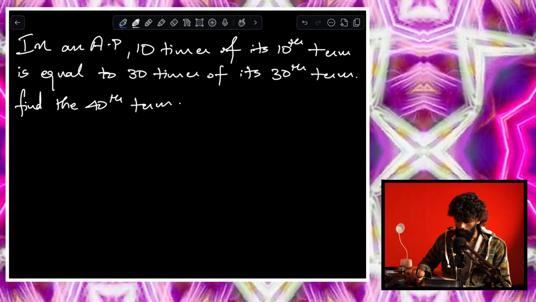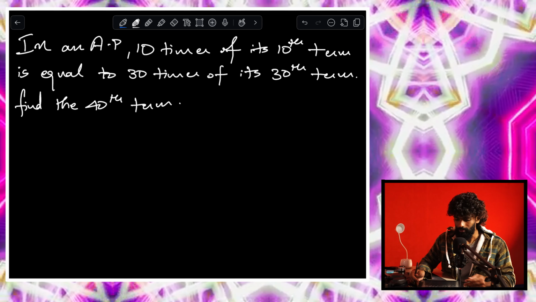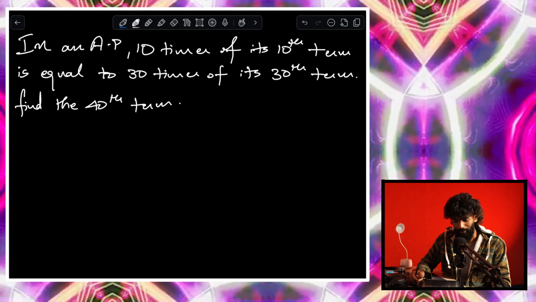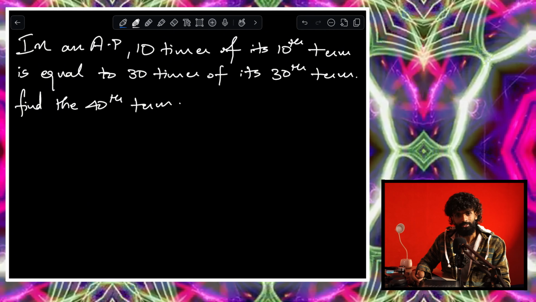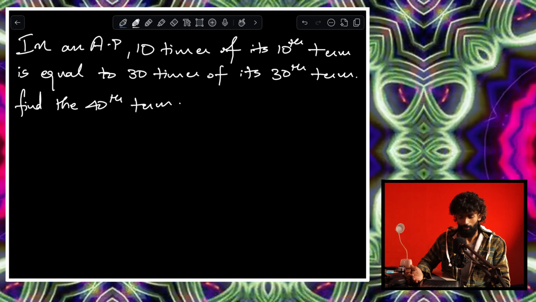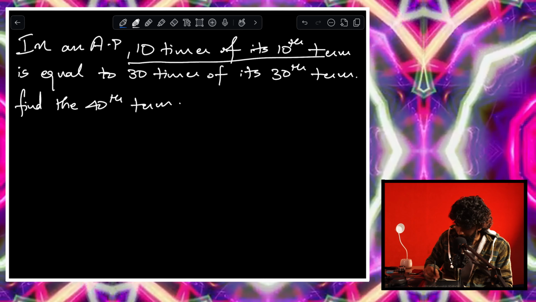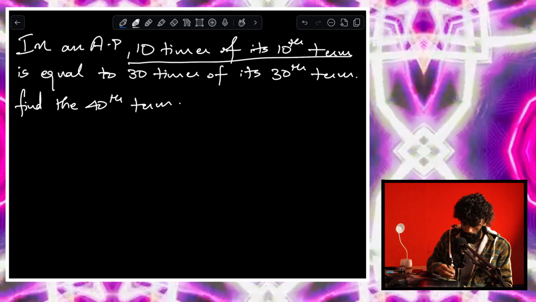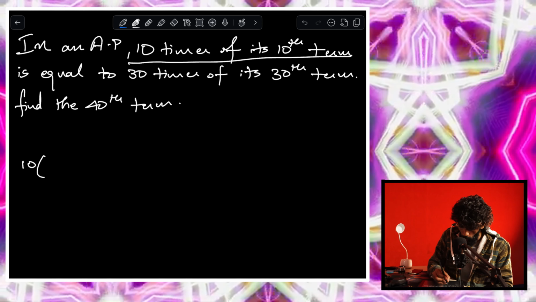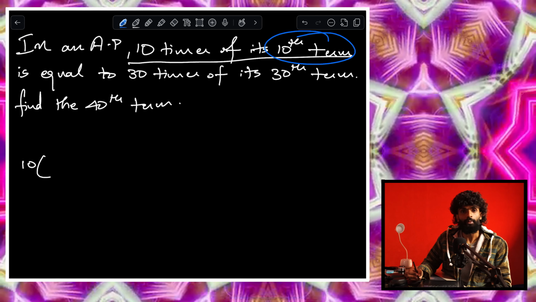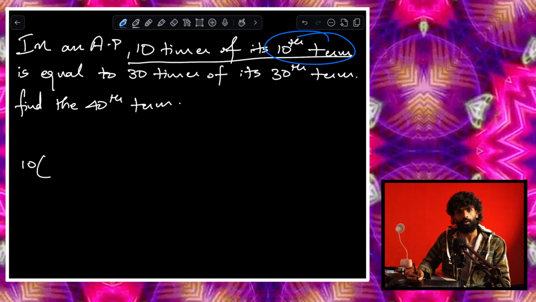It says in an AP, 10 times its 10th term is equal to 30 times its 30th term. Find the 40th term. Sounds like a song, to be honest, but not complicated. Let's go step by step. The first part says 10 times its 10th term. 10 times meaning 10 into, what's the 10th term? In the previous video, we spoke about how to write shortcuts. 10th term is nothing but T10.